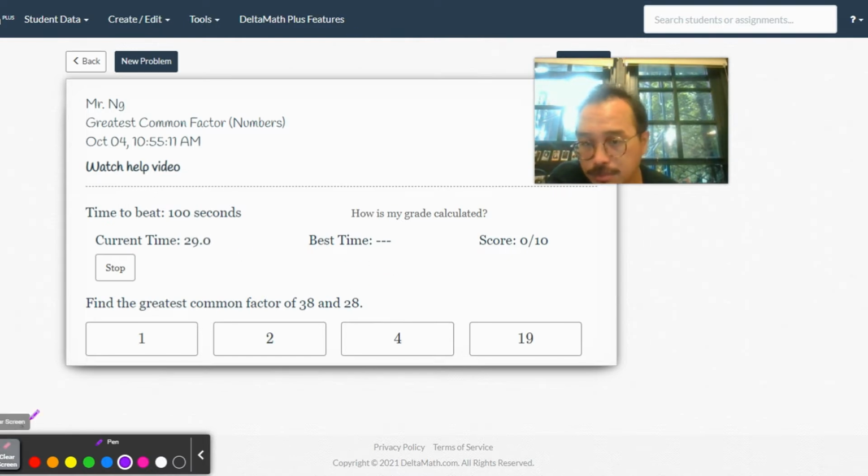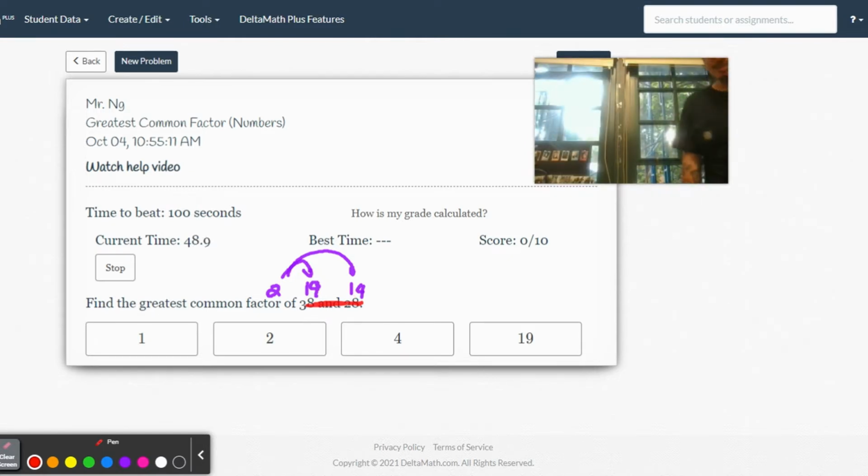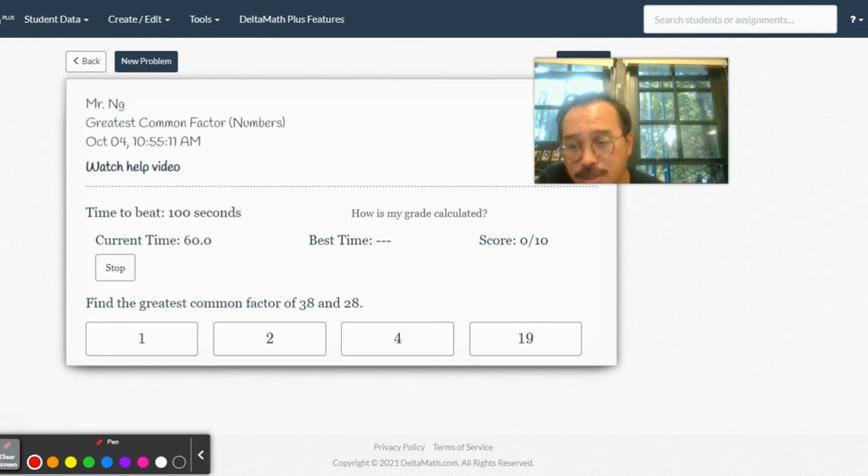Actually, hold on. When I think two and I put the two out here, I'm thinking, what does two multiply to give me 38? 19. And what does two multiply to give me 28? 14. Now, examine this very carefully. Between 19 and 14, do you think there's a greatest common factor in there? No, right? There's really nothing in common other than one. So that's the answer.